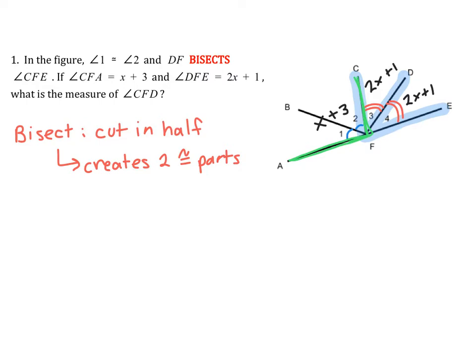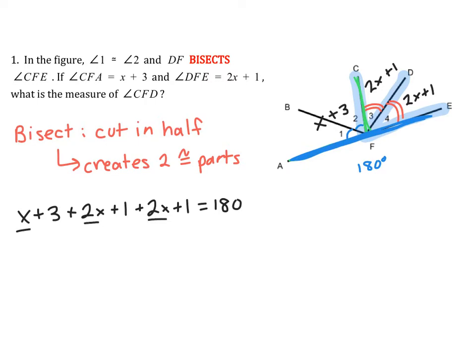So now we need to solve for x. So one thing you might notice is that all of these angles form a straight line. And we know that straight lines should add up to 180 degrees. So we can make a nice equation by saying x plus 3 plus 2x plus 1 plus 2x plus 1 equals 180. So we added up our three parts and we set it equal to 180 because it forms a straight line. Now let's combine like terms. So we get 5x plus 5 equals 180.